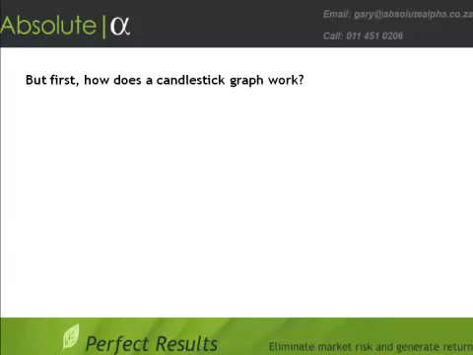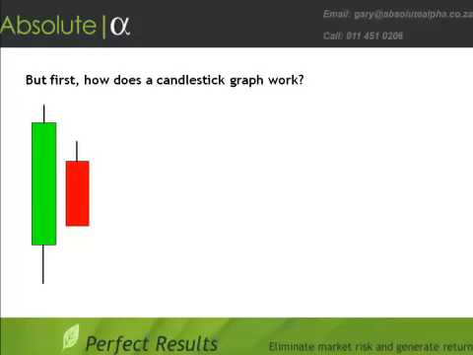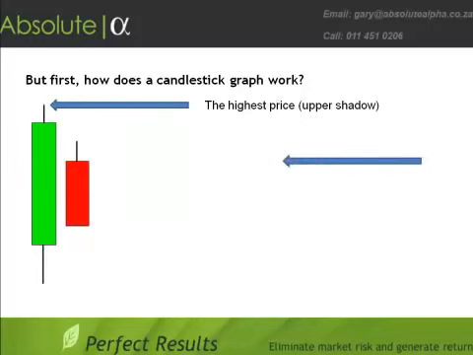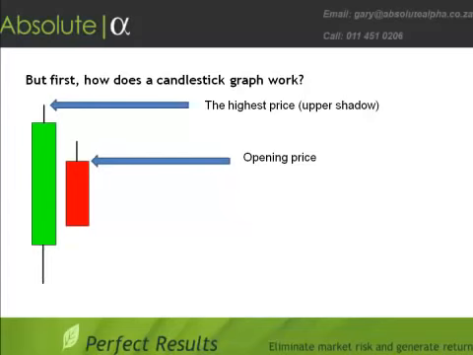But first, how does a candlestick graph actually work? Here's an example of a candlestick graph. It's going to give you all the same information as an open, high, low, close graph, but sometimes it's easier to read at a glance. At the top, you've got the high price of the day. Over there, at the top of the real body, you've got the opening price in the case of a red candlestick. It would be the closing price in the case of a green candlestick.